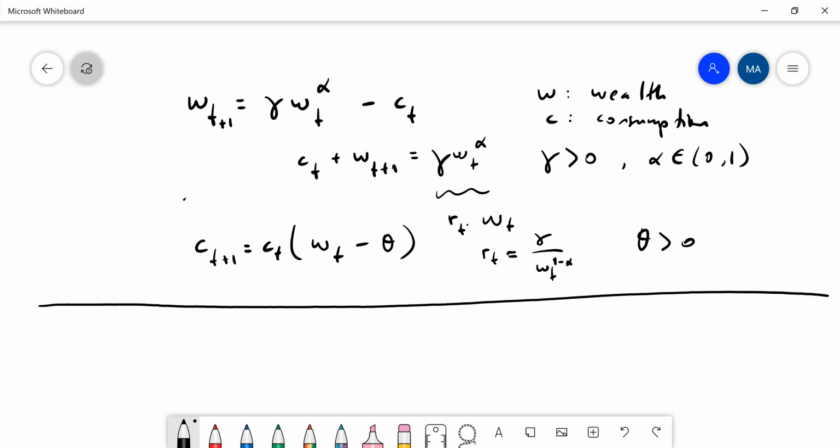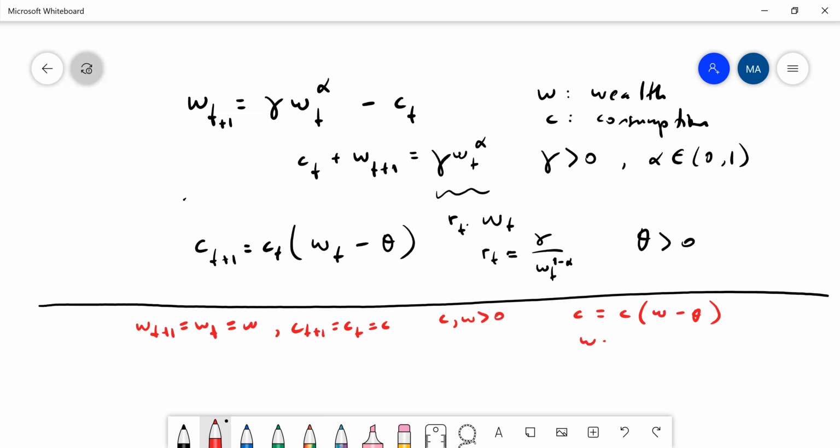So steady state is very simple to find, right? Because by definition, we have this must be equal to that, and this must be equal to that, and assume that we are looking at a positive steady state, because that's the meaningful, non-trivial steady state. So in the second equation, you would clearly realize that C equals C times W minus theta. So this implies W minus theta is equal to 1. So W is equal to 1 plus theta, which is positive, right?